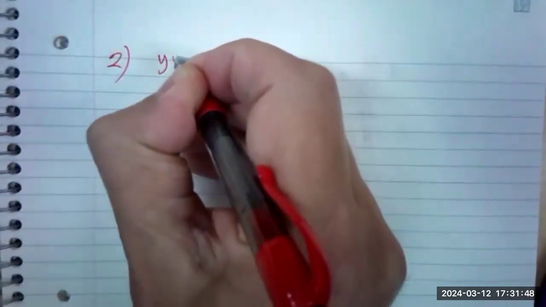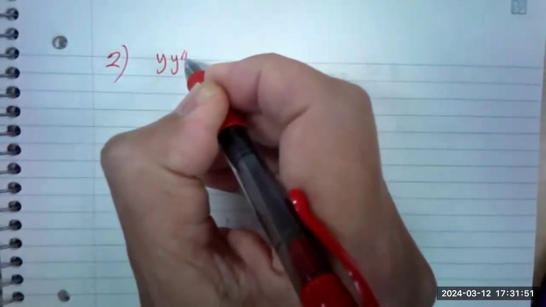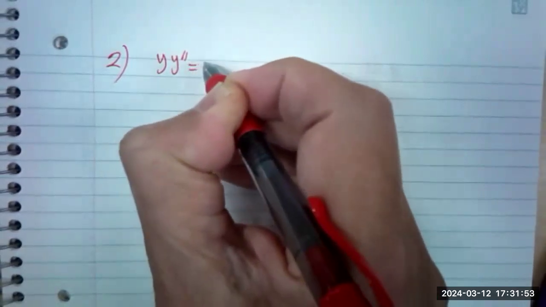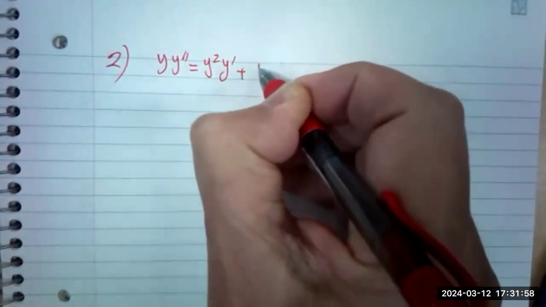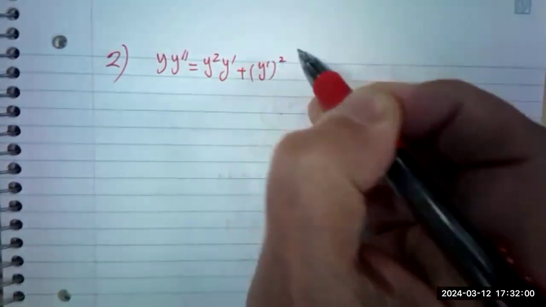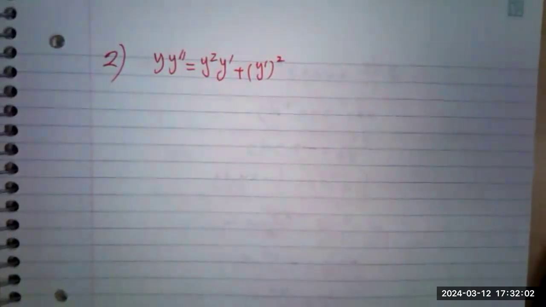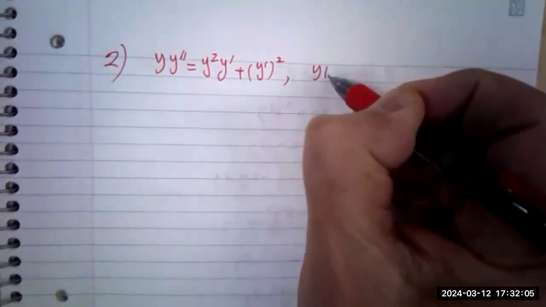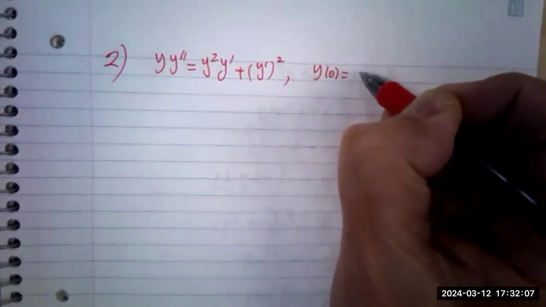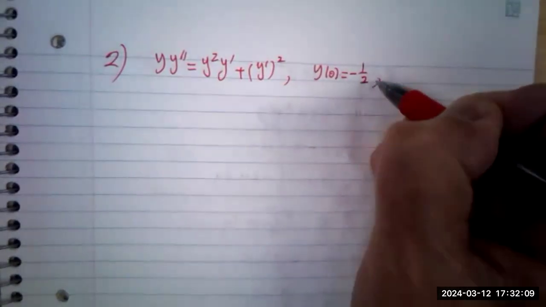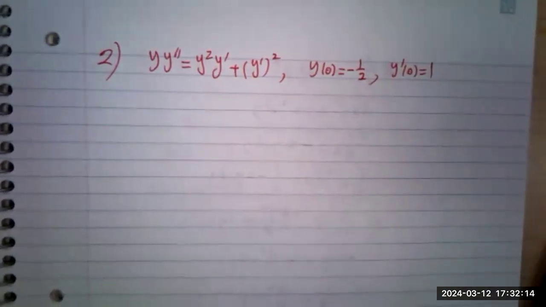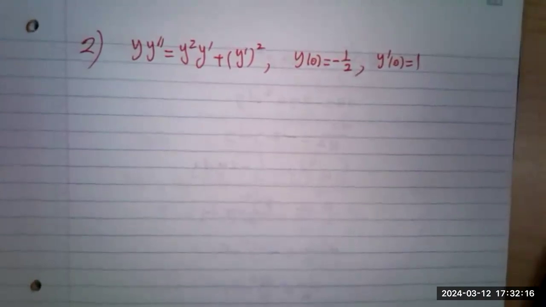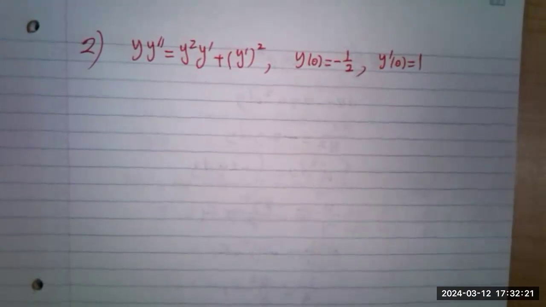The equation is y double prime equal to y squared y prime plus y prime squared. So that's in y and y prime. And we have the initial conditions y of 0 is equal to negative one half, and y prime of 0 is equal to 1. When you check the equation, there is no x in it, so it's type 2.